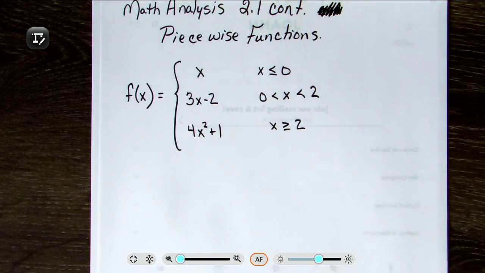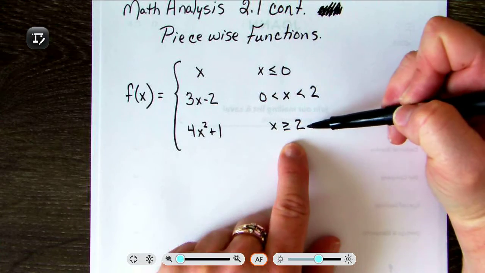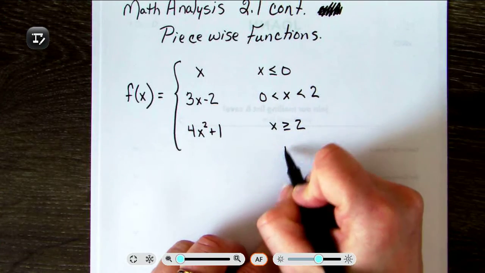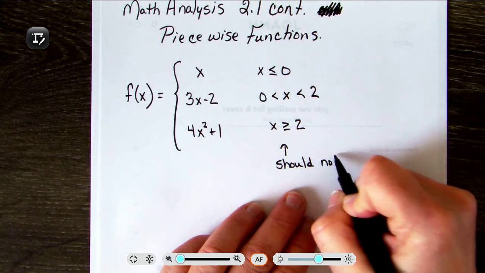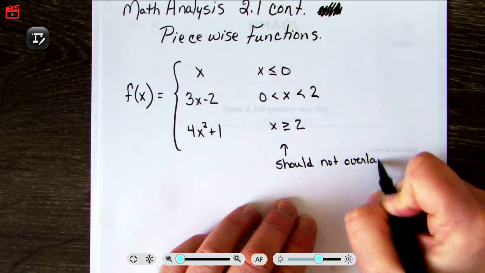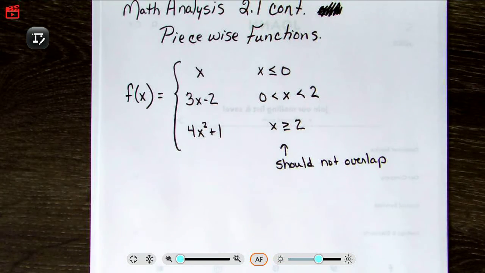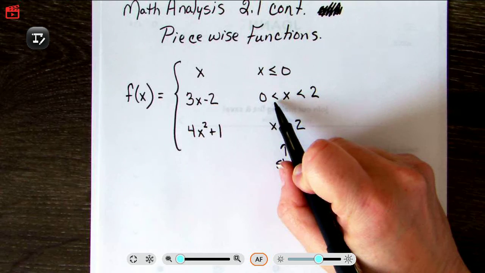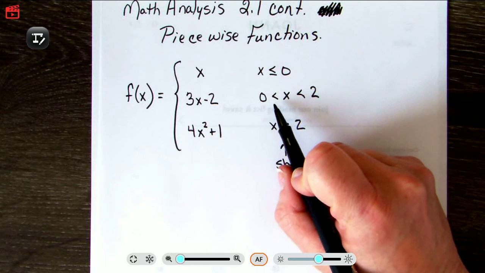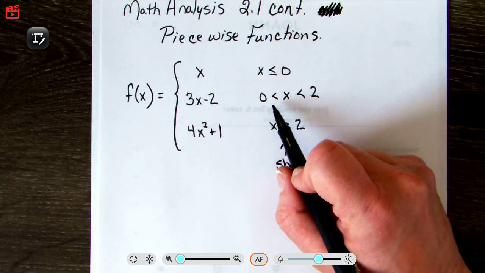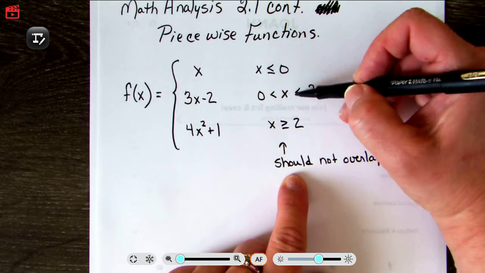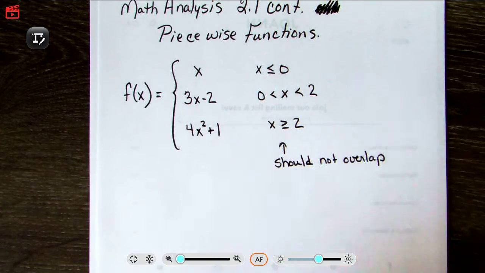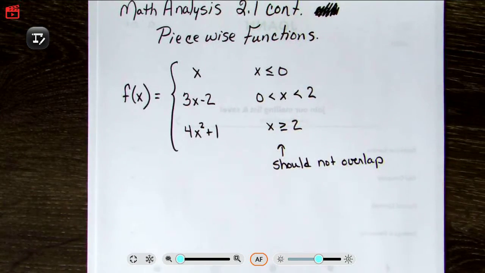Now, the first thing we want to note is that these conditions should not overlap. If you are writing a piecewise function, they should not overlap, because the reader needs to know exactly which piece of the function we are going to work with. So if I had an equal sign here, I need to make sure that if someone wanted to calculate what f of 0 was, they know exactly which part to work with. So when you're writing these pieces, they cannot overlap. So how do we work with these?